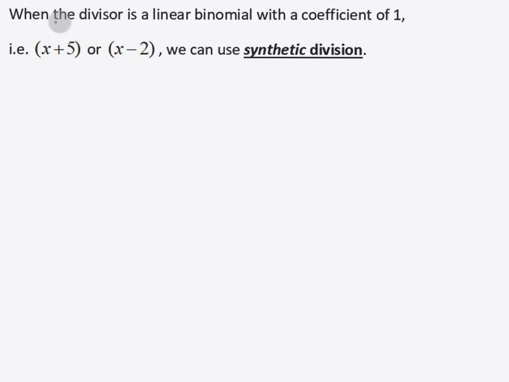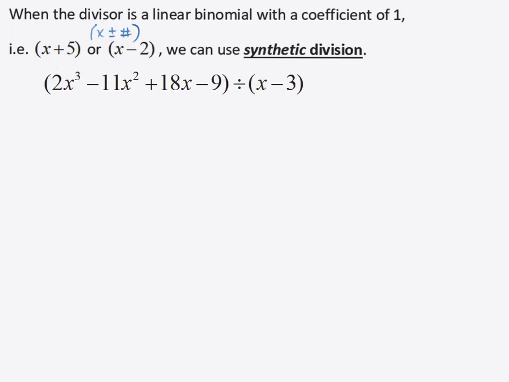All right, so we're going to try to do a quick tutorial of another way we can divide polynomials. Obviously, long division takes a long time. But when we have a particular case like this, when our divisor is a linear binomial with a coefficient of 1, in other words, it looks like x plus or minus some number, okay, it can be any number, so x plus 5, x minus 2, etc., x plus or minus any number, we can use a faster method called synthetic division.